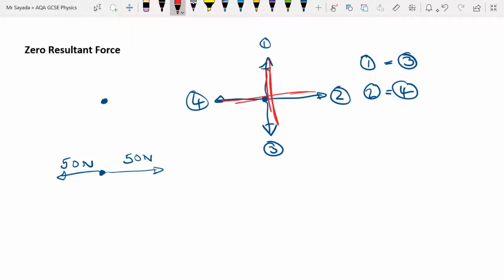Now, whenever there is 0 resultant force acting on an object, whether it's no forces at all or balanced forces, what have we said the motion will be? Say your answer to the video.